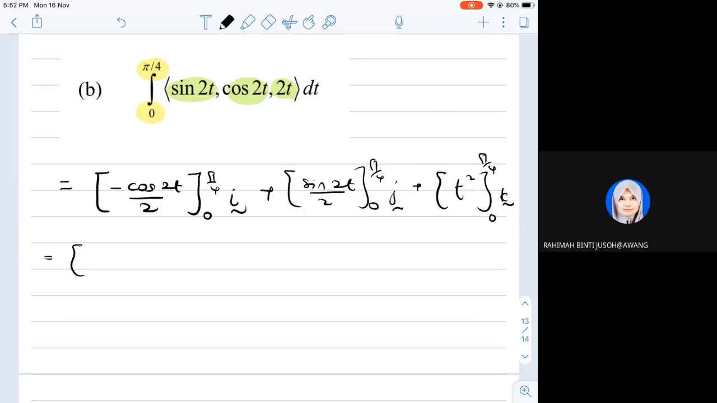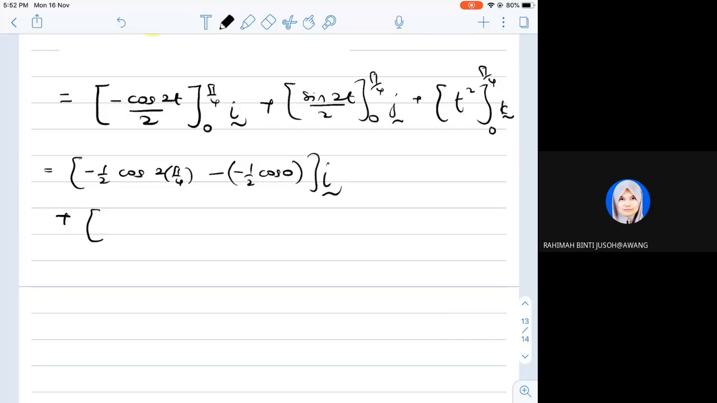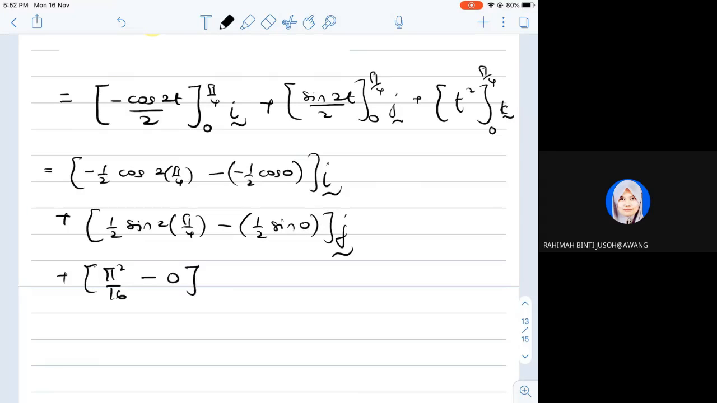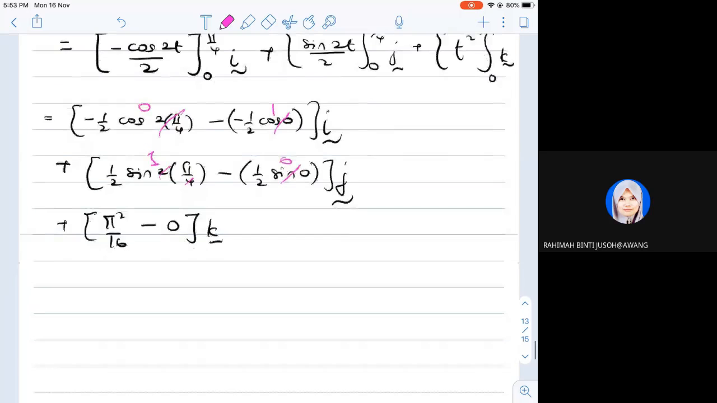So we will have negative 1 over 2 cos 2 times pi over 4, minus negative 1 over 2 cos 0. This is for the i component. Plus for the j component, 1/2 sin 2 times pi over 4 minus 1/2 sin 0. And plus for k we have pi squared over 16, minus 0. Now 2 times pi over 4 is pi over 2. Cos pi over 2 is 0, cos 0 is 1, sin pi over 2 is 1, sin 0 is 0.